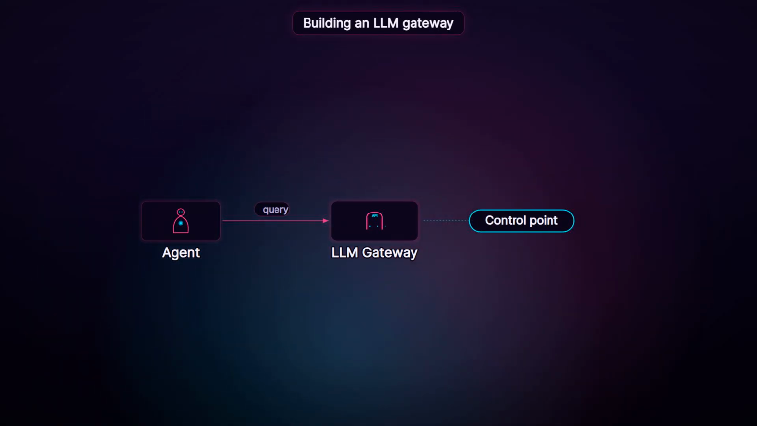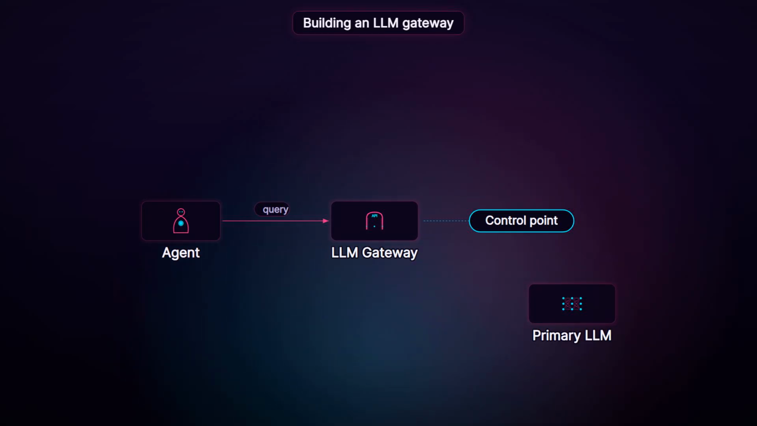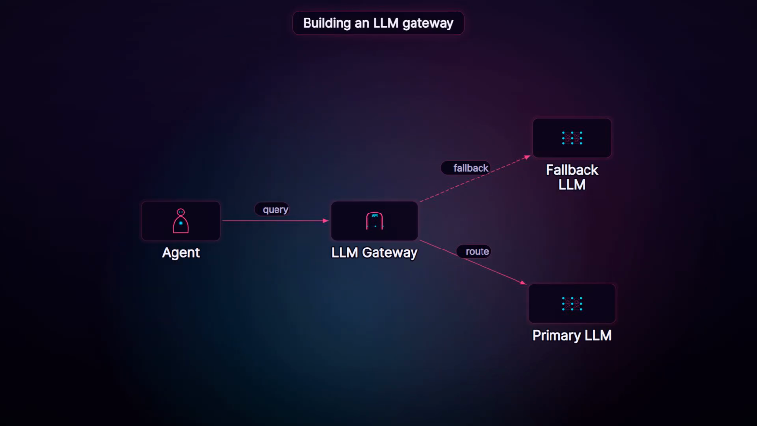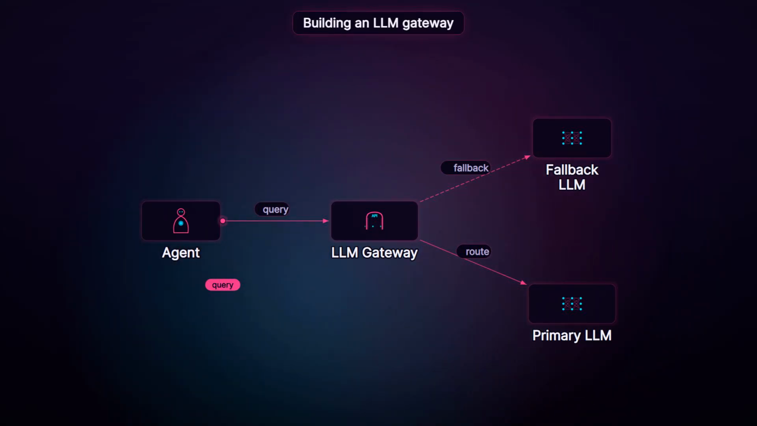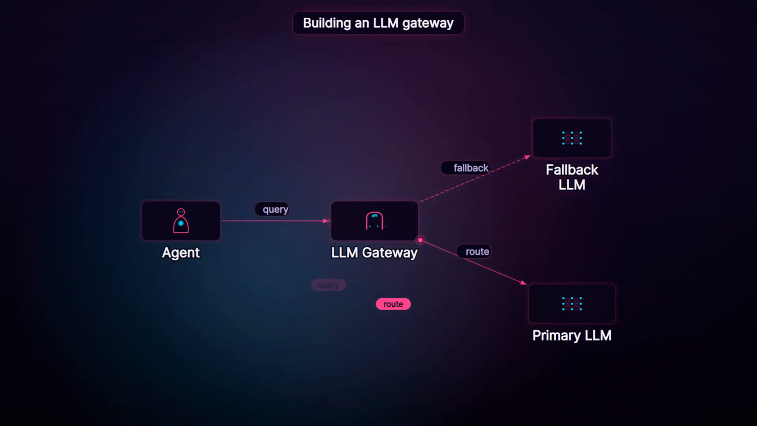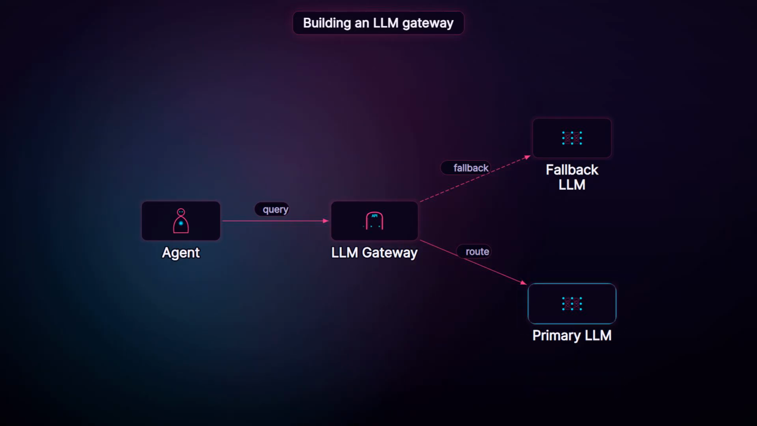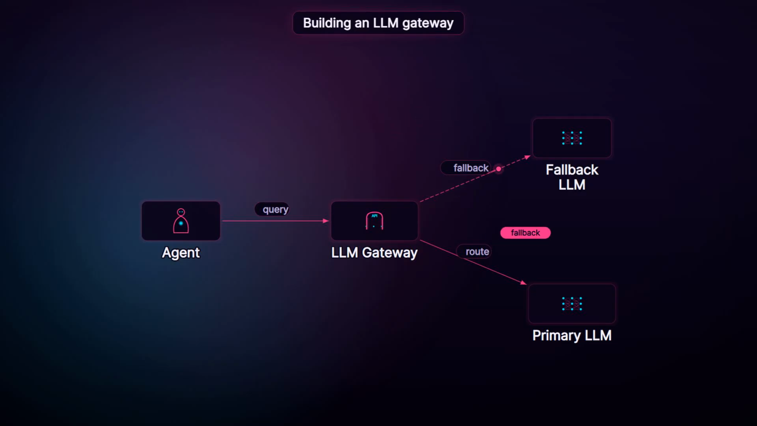With that gateway in place, we add two LLM endpoints, primary and fallback. The primary handles normal traffic, while the fallback steps in when needed. From the gateway, a solid route leads to the primary model. A dashed fallback path goes to the secondary model. Normal queries flow to the primary first. If the primary fails with a timeout, the gateway reroutes to the fallback. This ensures reliability automatically. In production, this dual model setup ensures high availability.